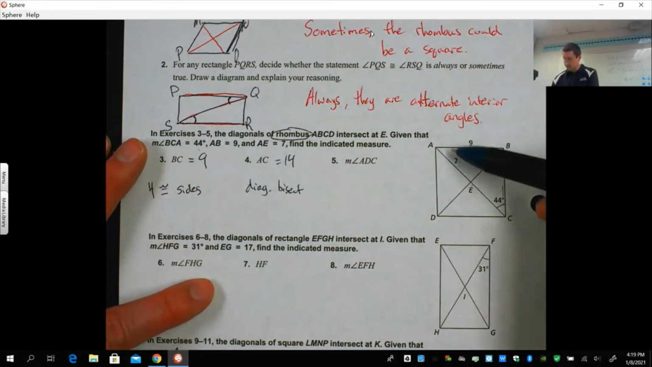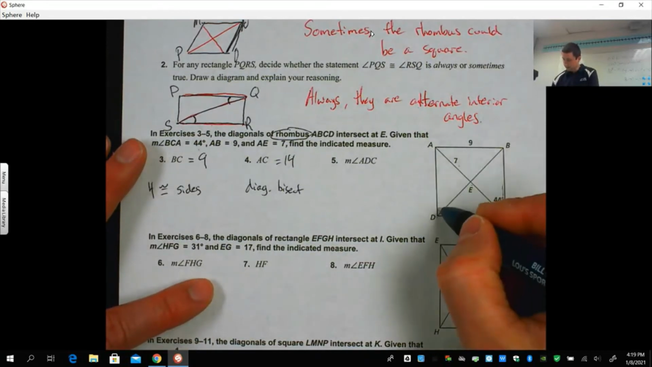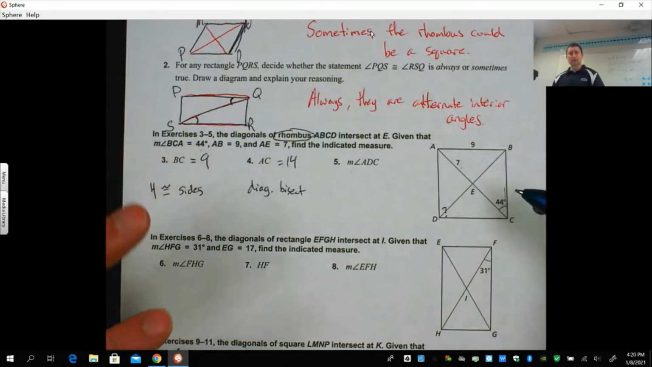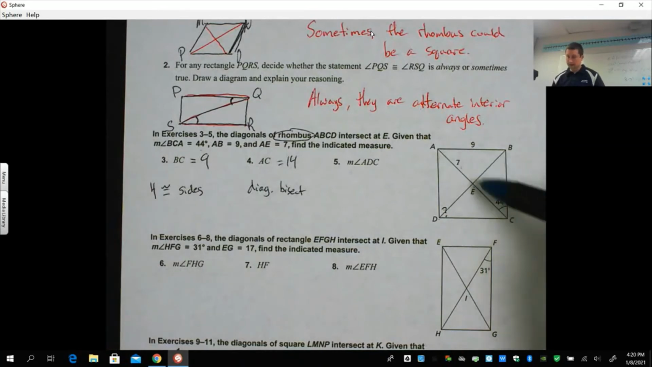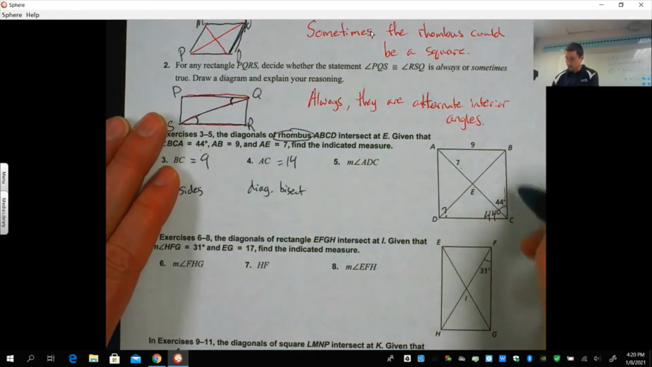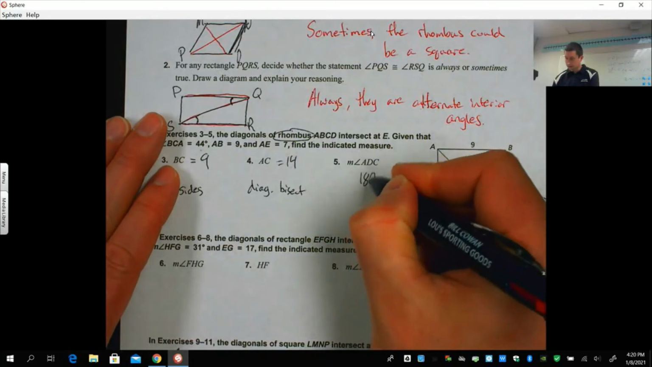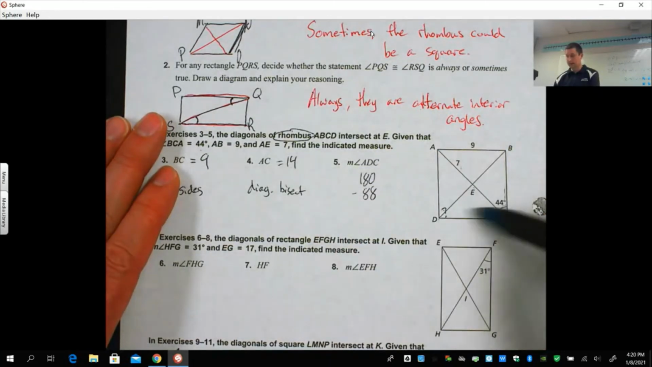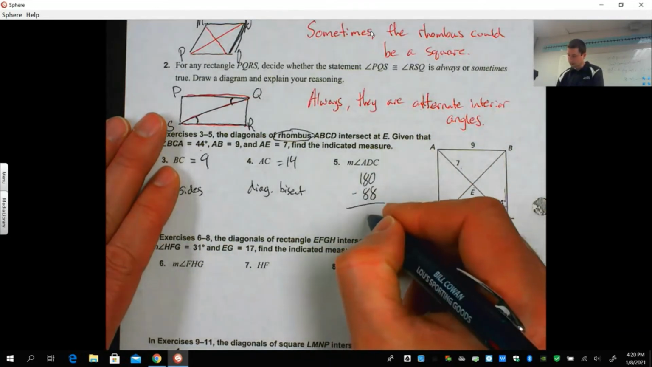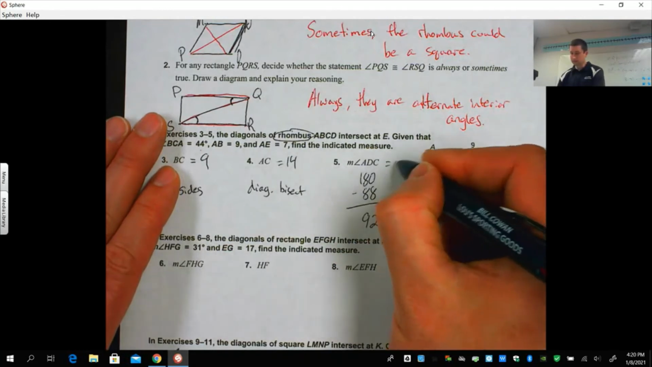Measure of angle ADC. ADC. So they want this angle right here. What is that angle right there? So if we knew opposite angles, it'd be equal to that. This is the only one we know. This is 44. Since we have a rhombus, we know that this diagonal has to bisect this angle. Okay? For rhombuses and squares, they bisect the angle. So this is going to be 44 degrees right here. So altogether, that is 88. So if I take 180 minus 88, consecutive angles in a parallelogram will be supplementary. So 180 minus 88 gives me 92 degrees. That would be the measure of the angle.